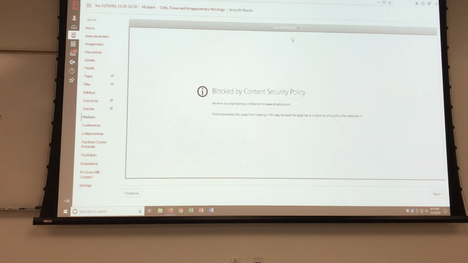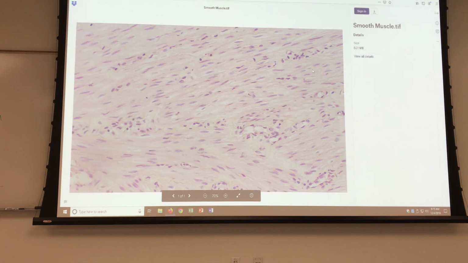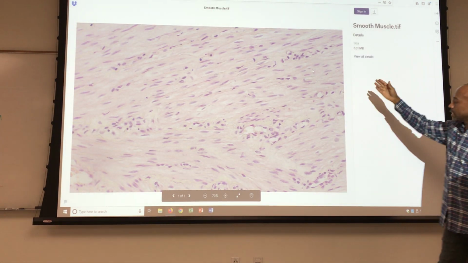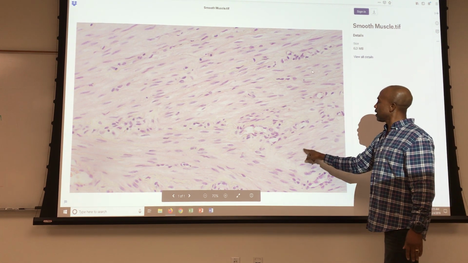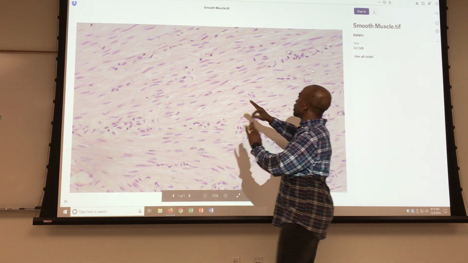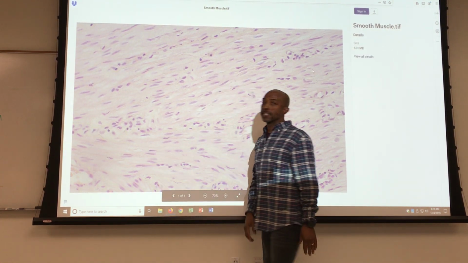And smooth muscle, this one, you can tell. You can see there are no striations. These are the cells right here. Cell, cell, cell. Almost spindle-shaped cells, like so. And the nucleus is the dark part? Yes.